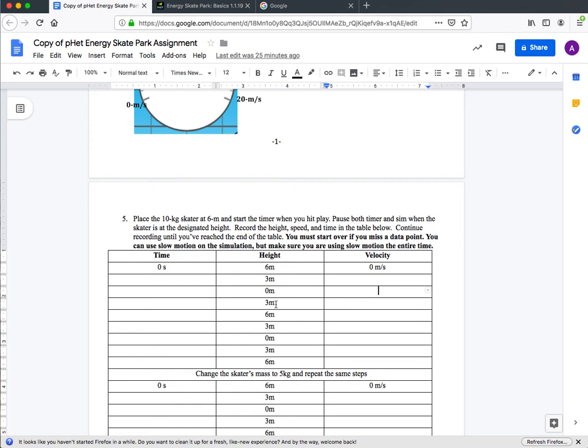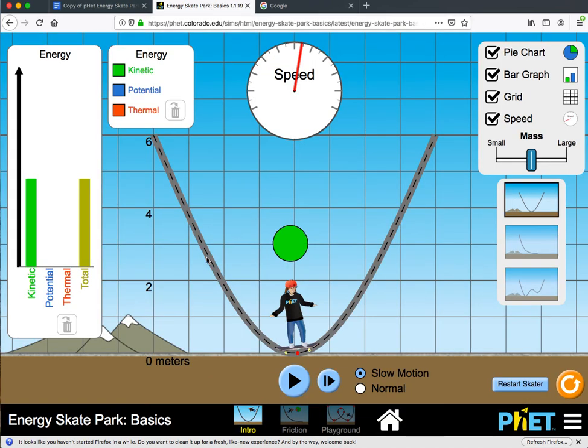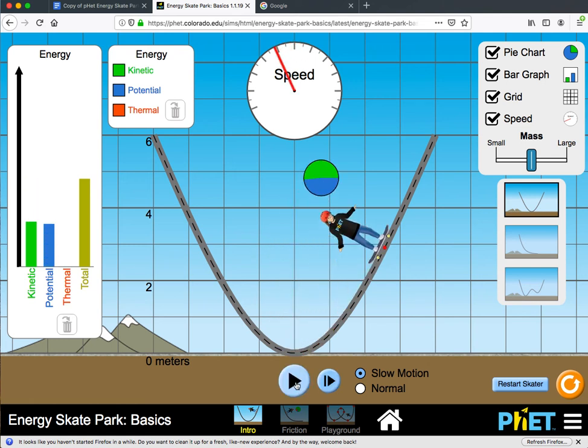But my next data point says 3 meters. Well, that was right here, and this skater's facing this way. Since this skater is on a U-shaped ramp, there's another 3 meters right here. So that means now instead of going for this 3 meters, since my skater is facing this direction, I'm going to go for this 3 meters. So again, don't pick up your skater because you want the same total energy and how it relates to kinetic and potential. And continue your time. Don't reset your time. So I continue and play until my skater gets to 3 meters.